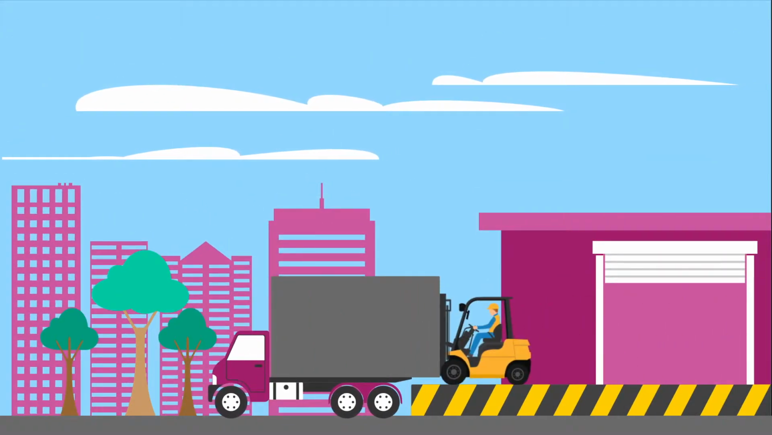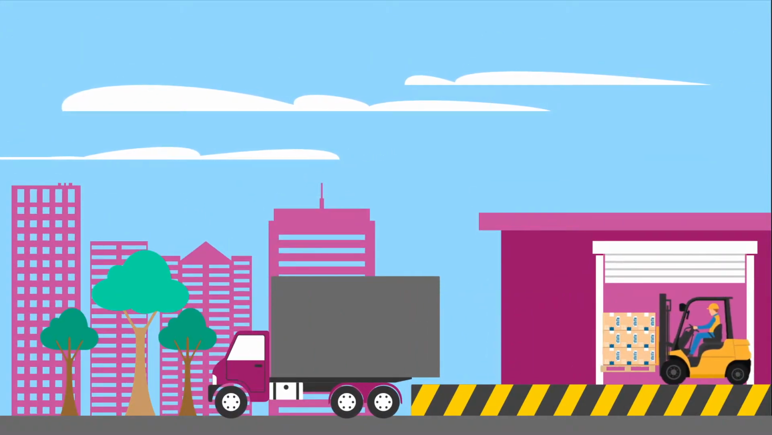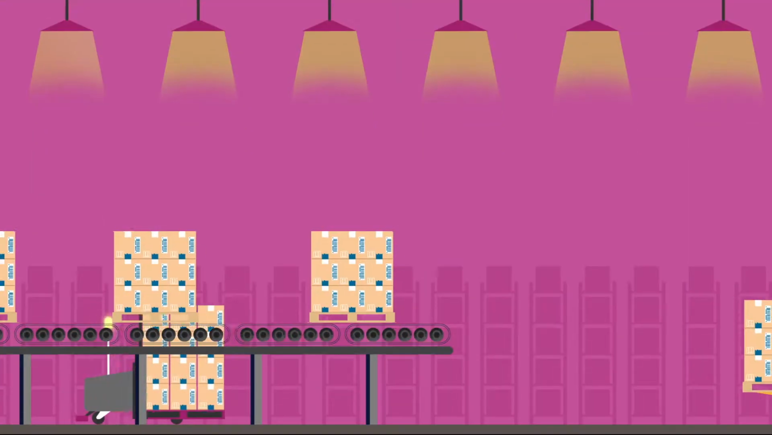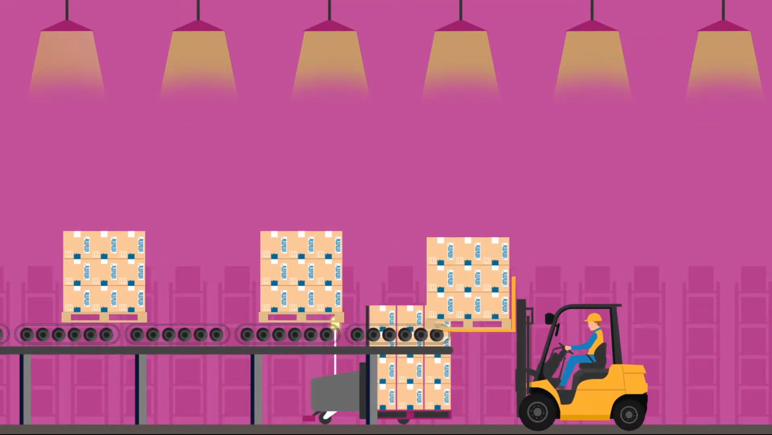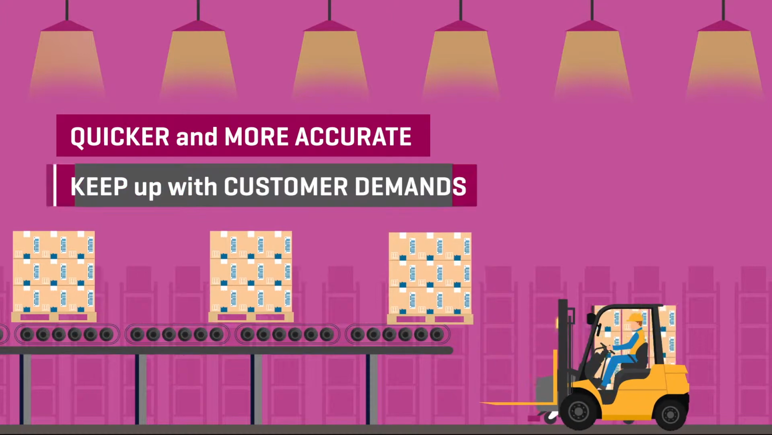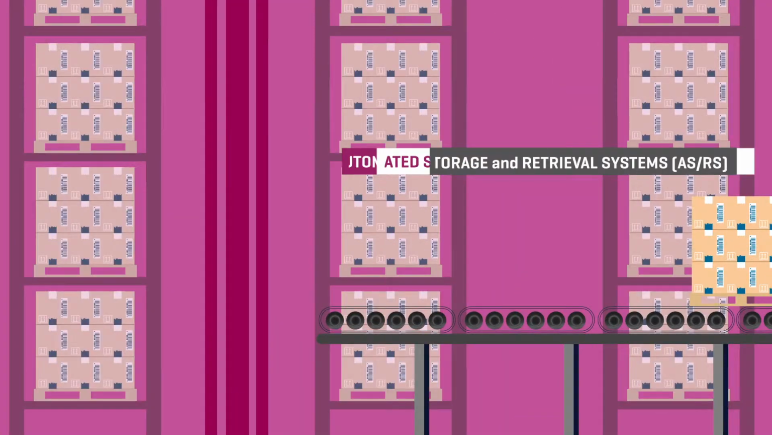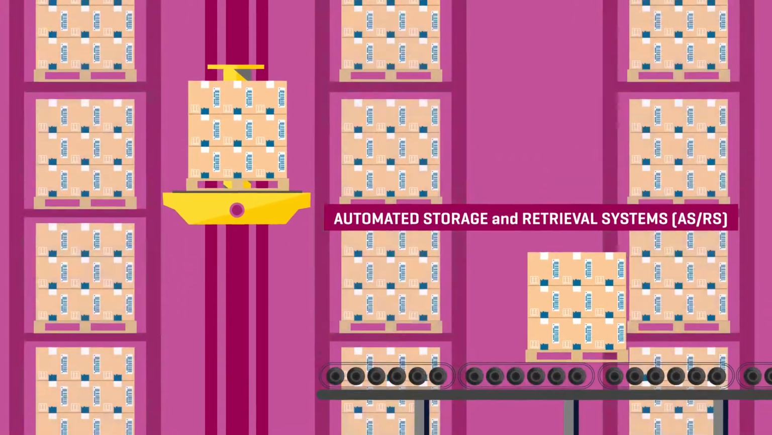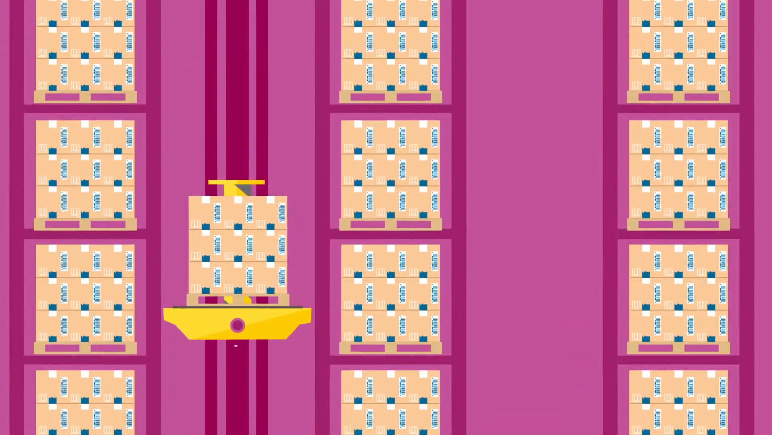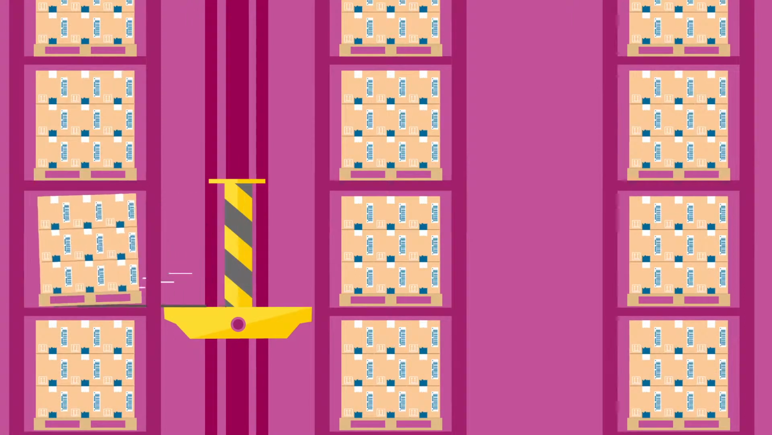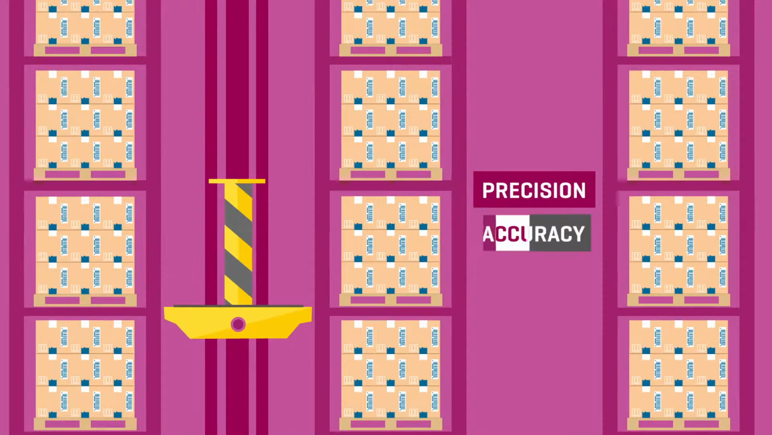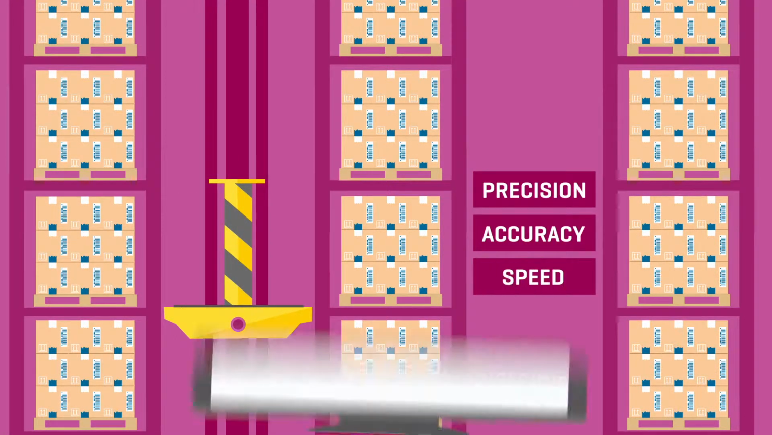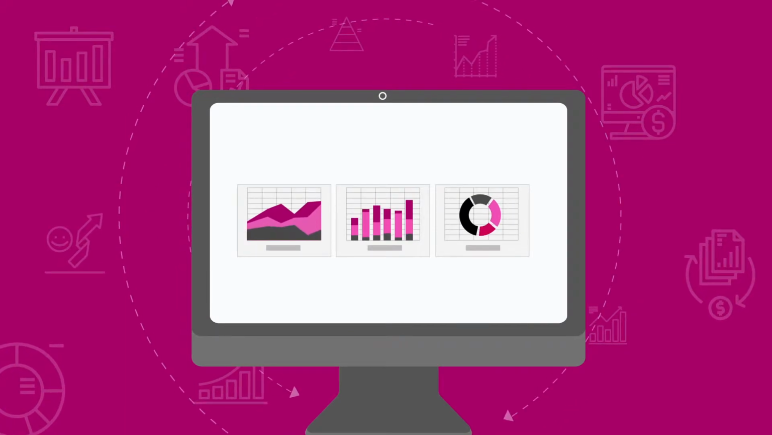Storing and retrieving goods in a warehouse or distribution center is a traditional concept, but exciting innovations are enabling you to become quicker and more accurate to keep up with customer demands. Automated storage and retrieval systems, sometimes known as ASRS, are software-controlled systems that automatically place and retrieve inventory within your facility with precision, accuracy, and speed, increasing your throughput and minimizing your waste.